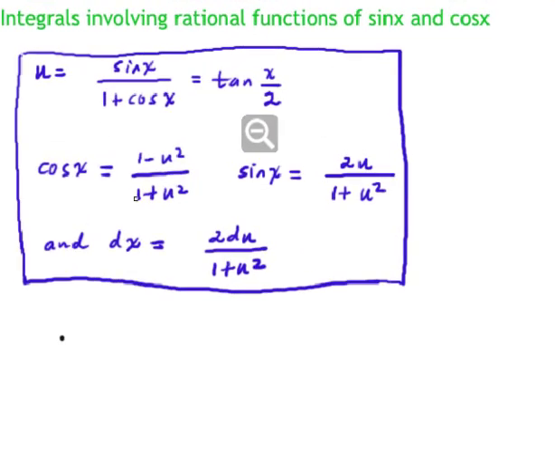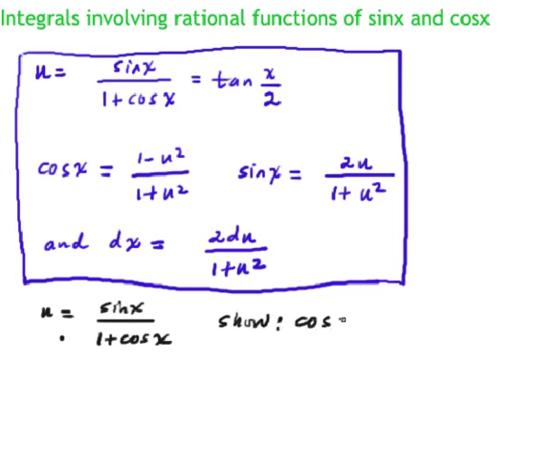Now let's try to understand the technique, why this works. Let's start with u equal to sine x over 1 plus cosine x, and show that cosine x is equal to 1 minus u squared over 1 plus u squared. So we start with u equal to sine x over 1 plus cos x, and we want to show that cosine x is equal to 1 minus u squared over 1 plus u squared.